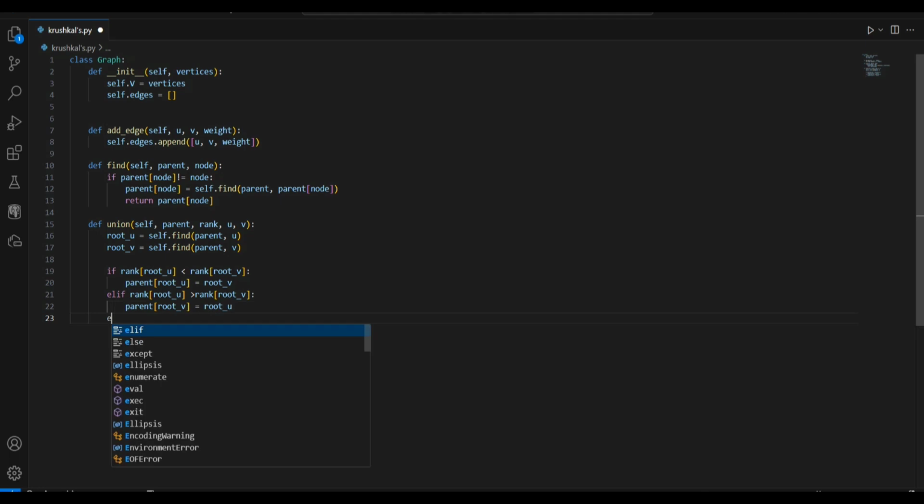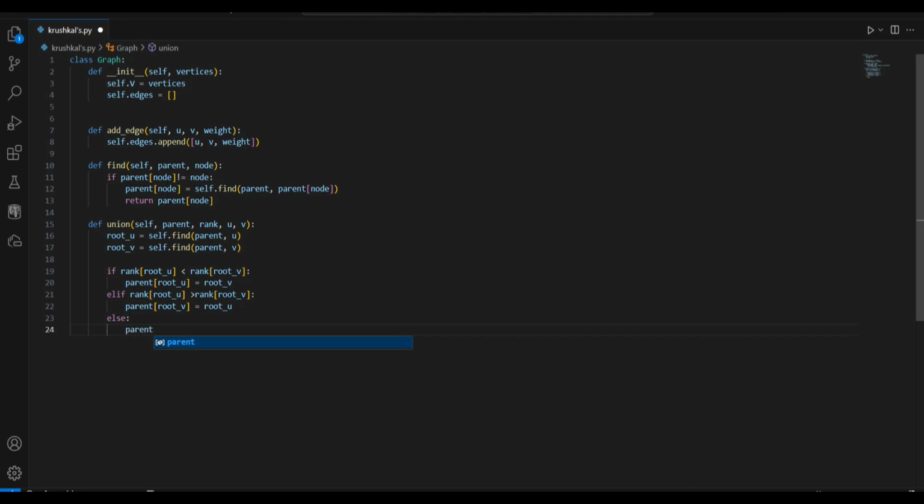The parent is the array that tracks the parent of each subset. The rank is the array that tracks the rank or height of each subset's trees. u and v are the nodes whose subsets are being merged. Next, these are the operations. Compare the ranks to attach the smaller tree under the larger one. If ranks are equal, one tree is arbitrarily chosen and its rank is incremented.